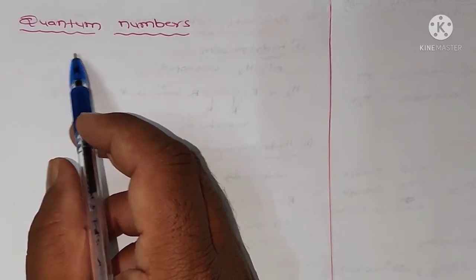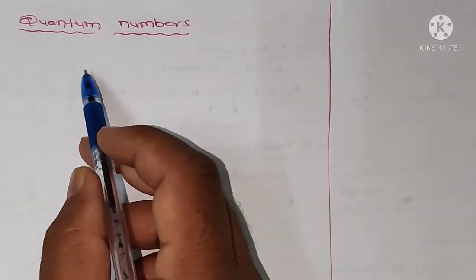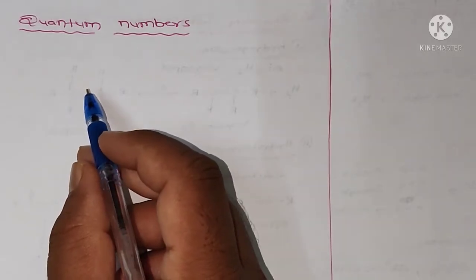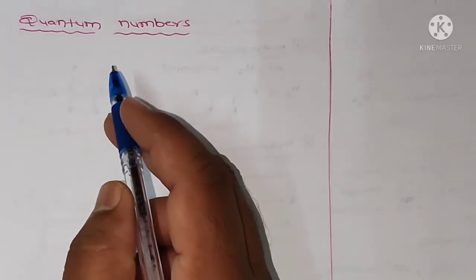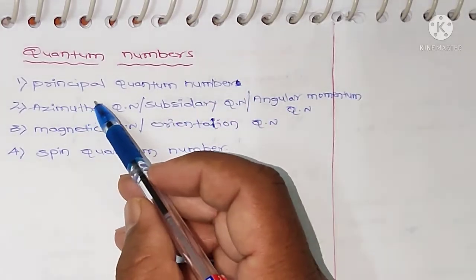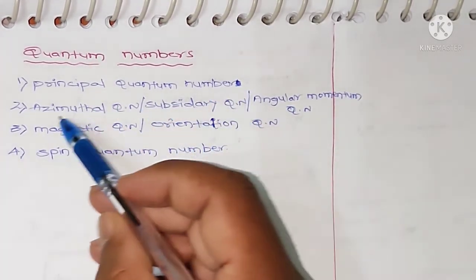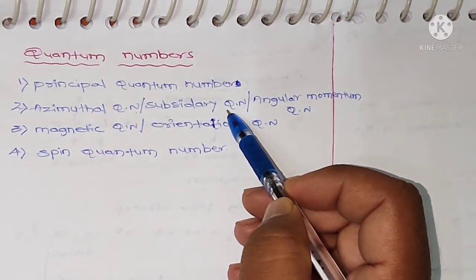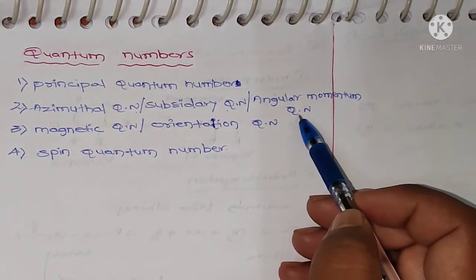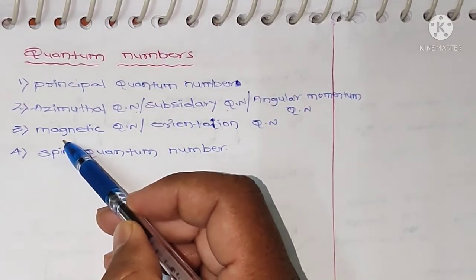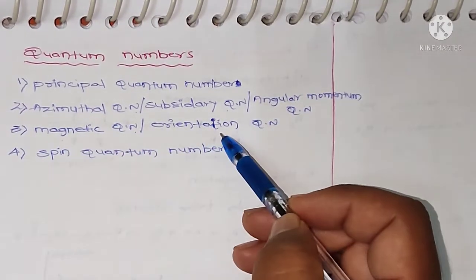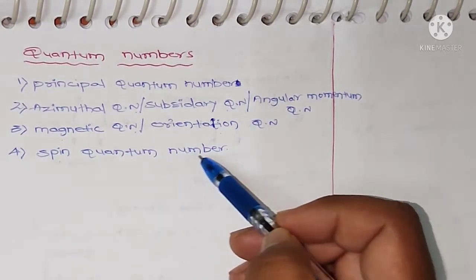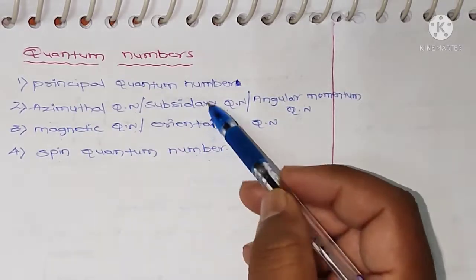Next one, quantum numbers. Quantum numbers give the complete information about all electrons in atom, and these quantum numbers are 4 types. They are number 1 principal quantum number, number 2 azimuthal quantum number or subsidiary quantum number or angular momentum quantum number, and number 3 magnetic quantum number or orientation quantum number, and number 4 spin quantum number. So these 4 are quantum numbers.